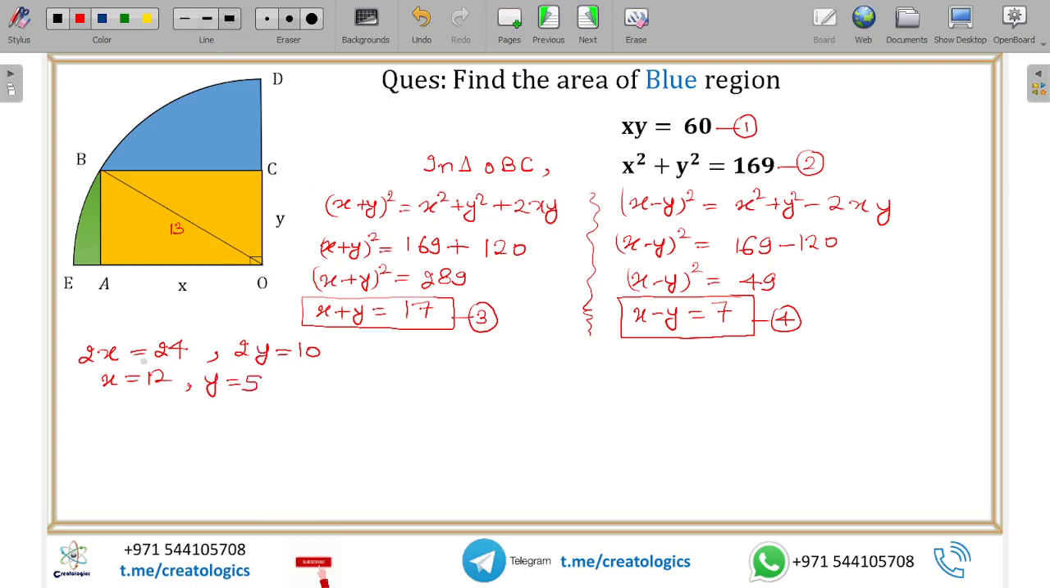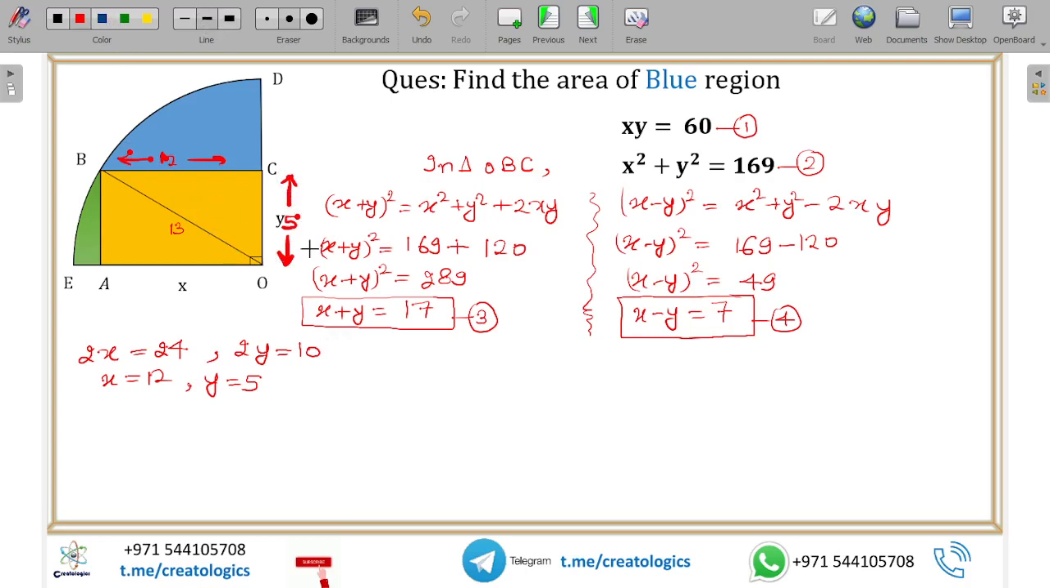Now, once I have the values of x and y, it means I know the side lengths of this rectangle. This side length is 12 units and this side length is now 5 units. And what is the area of the triangle? Half into base into height. I can easily calculate that part also.